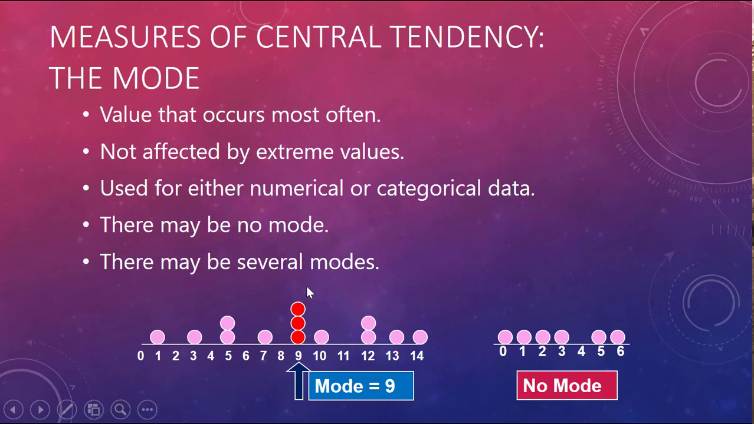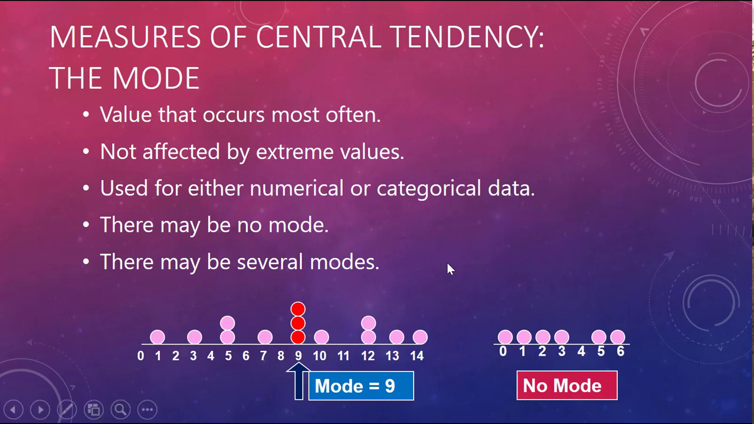Whereas here, there are several values that occur more than once. 5, 2 of those occur. 12, 2 of those occur. The 9, we have 3 of them. That is the mode right there. So there can be no mode, there can be one mode, there can also be several modes. If, let's say, instead here, we were to just take away this top dot here, if we were to say that we did not have that third data value at 9, then 5, 9, and 12 would all be the mode.